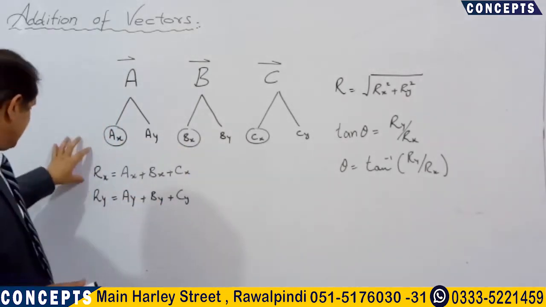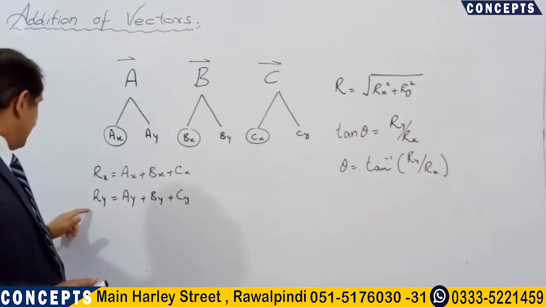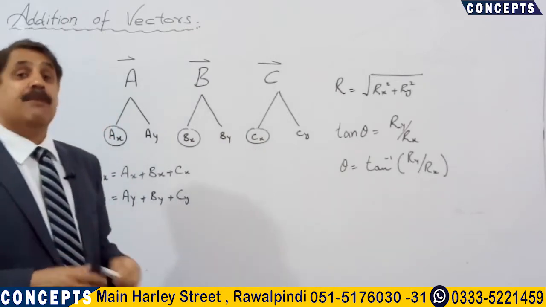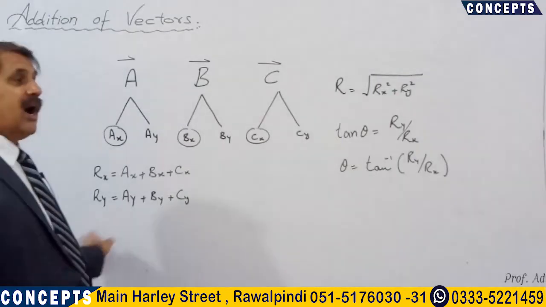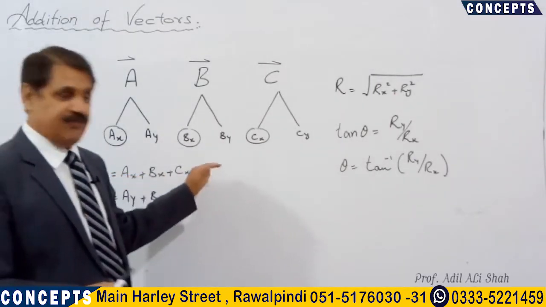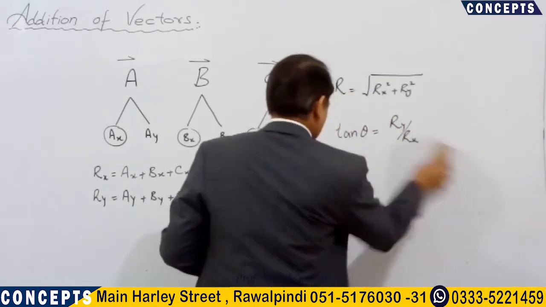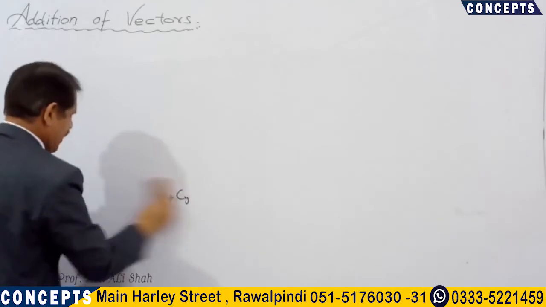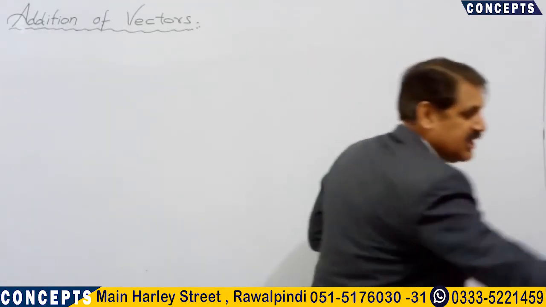Now, I said that Rx is equal to Ax plus Bx plus Cx and Ry is equal to Ay plus By plus Cy. Now, we will prove that these Rx and Ry are equal to these things. We can prove it with the help of the geometrical method and the vectorial method. These are the two methods to prove this.